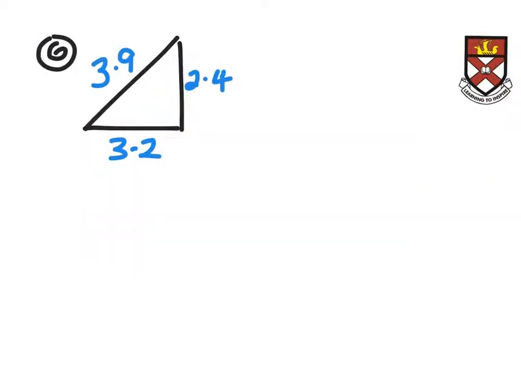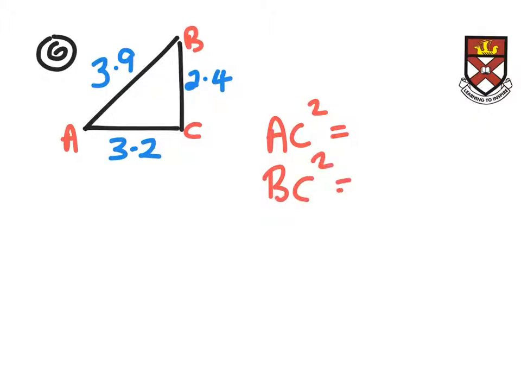Question 6. I've drawn a wee diagram to help us. If we put some letters on A, B, C, we know the converse for Pythagoras is done by working out small side squared, other small side squared, big side squared, and then checking to see if these two added together makes this one. If it does, it's a right angle. If it doesn't, it's not.